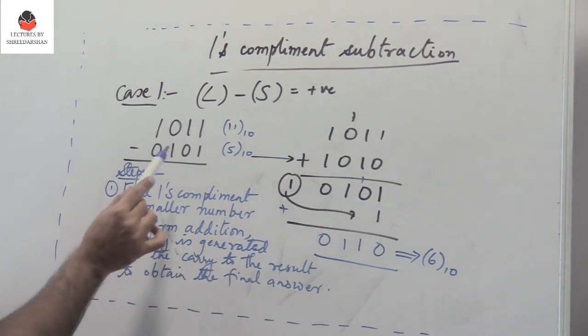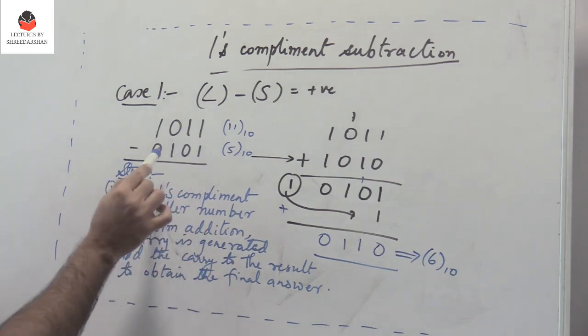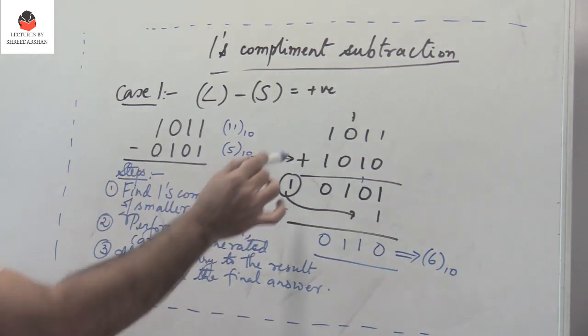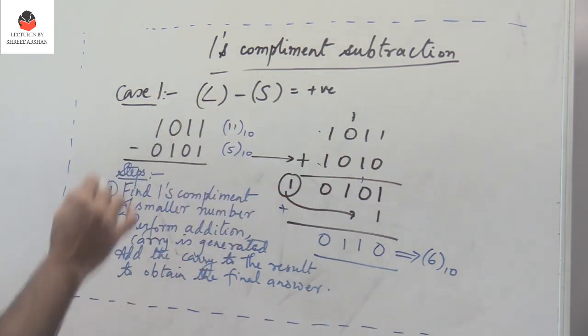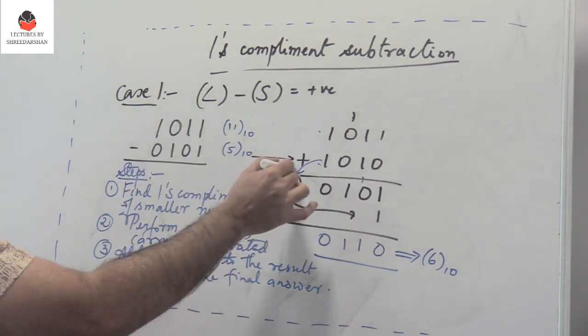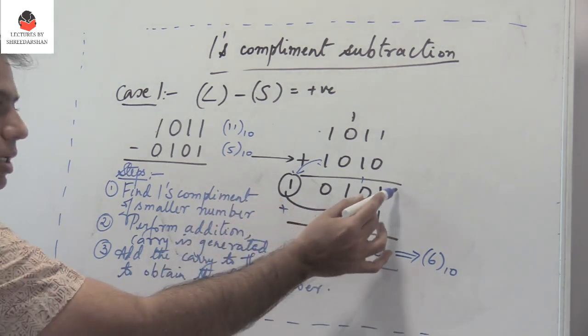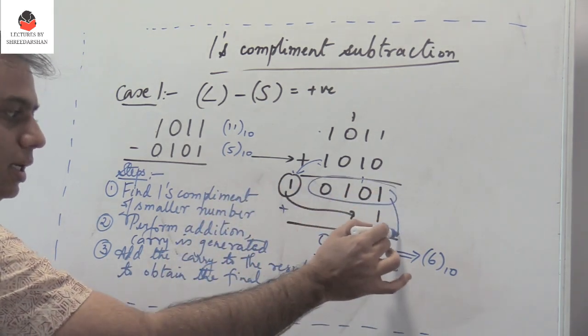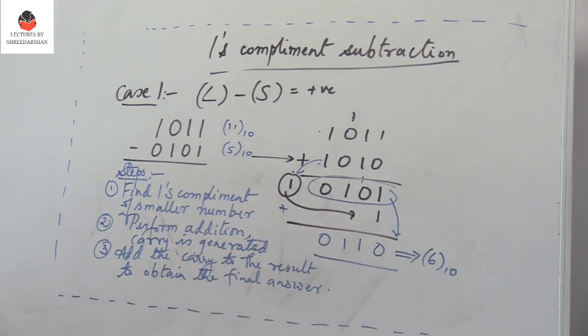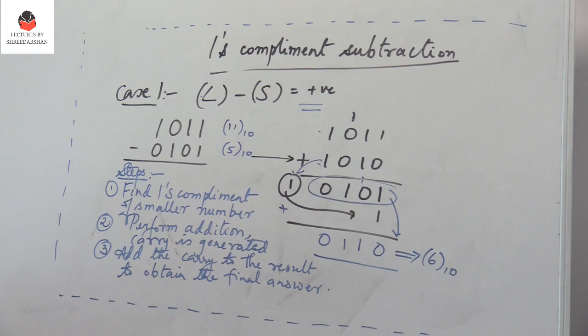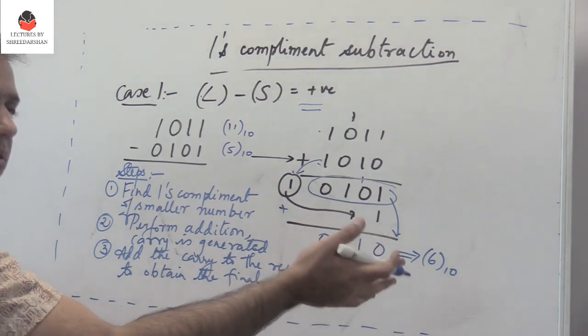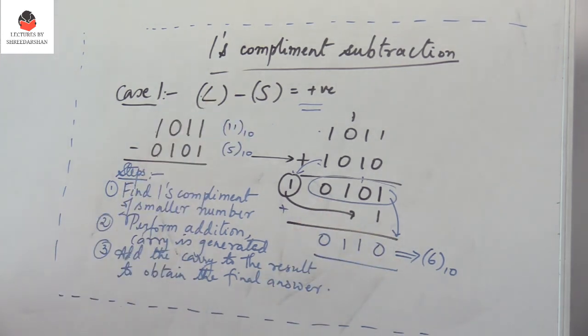So here, what is step 1? Find the 1's complement of the smaller number. That is what we have done. Add the larger number with the 1's complement of the smaller number. A carry is always generated. The carry is added to this result and the final answer gives the larger number minus smaller number. And the result is always positive because it is large minus small.